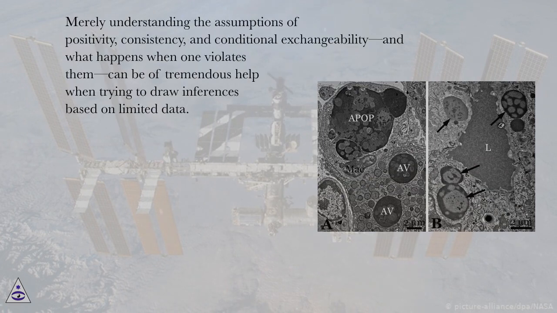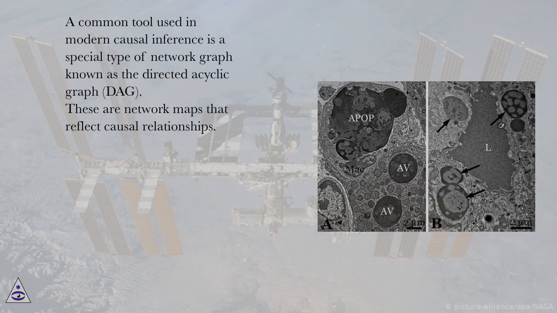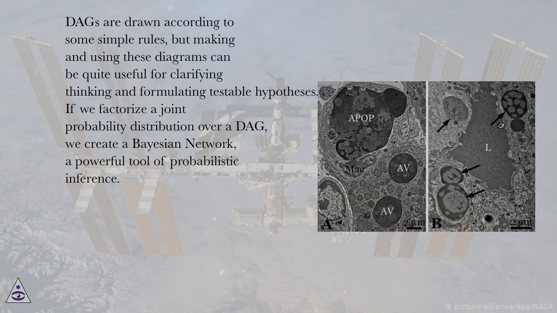Merely understanding the assumptions of positivity, consistency, and conditional exchangeability, and what happens when one violates them, can be of tremendous help when trying to draw inferences based on limited data. A common tool used in modern causal inference is a special type of network graph known as the directed acyclic graph, DAG. These are network maps that reflect causal relationships. DAGs are drawn according to some simple rules, but making and using these diagrams can be quite useful for clarifying thinking and formulating testable hypotheses.